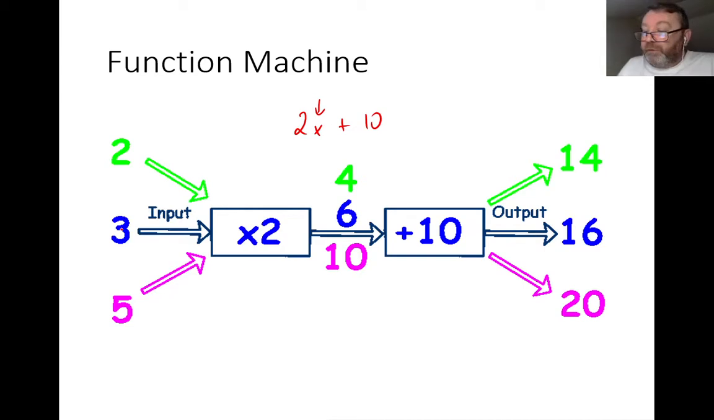So when I put 2 into this function, what happens? 2 times 2 becomes 4, plus 10 becomes 14. And I already have a couple of these things done for you. So 2 is mapped to 14, 3 is mapped to 16, and 5 is mapped to 20. Let's just take some of that off there, if I can erase.